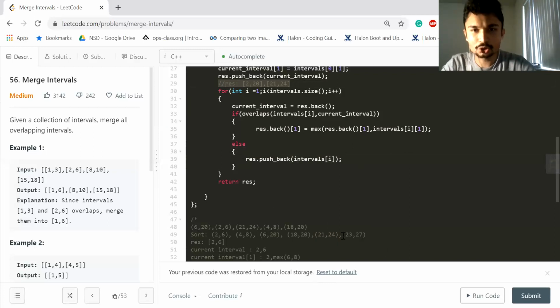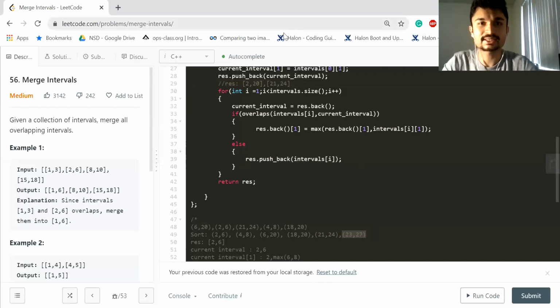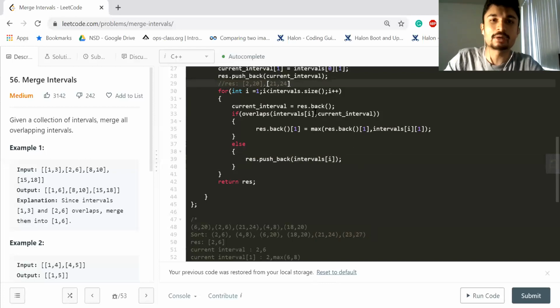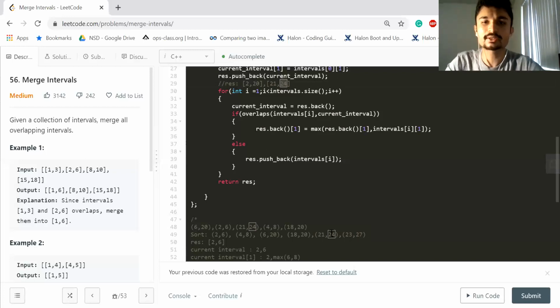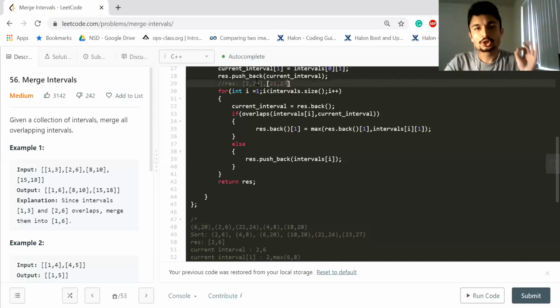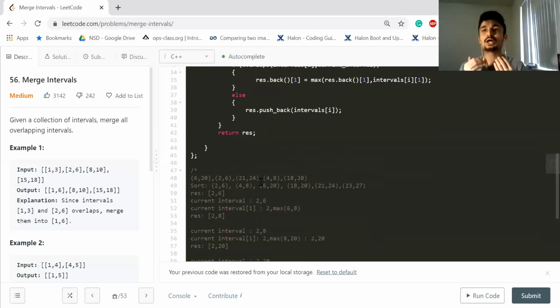Then I go back into the loop. It is 23,27. What is the current interval? It's the back of the result, which is 21,24. So the current interval 21,24 is checked with 23,27. Do they overlap? Yes, they do overlap. So the back, which was 24, I take the maximum of 24 and 27, and it is 27. So I would return 2,20 and 21,27 as my answer. So this is how I think about this particular problem.